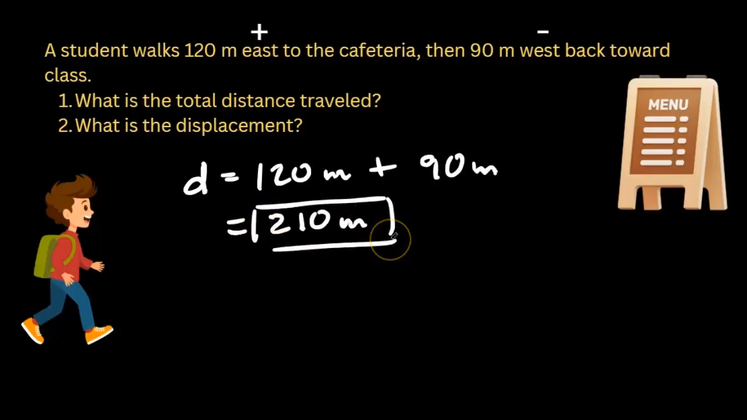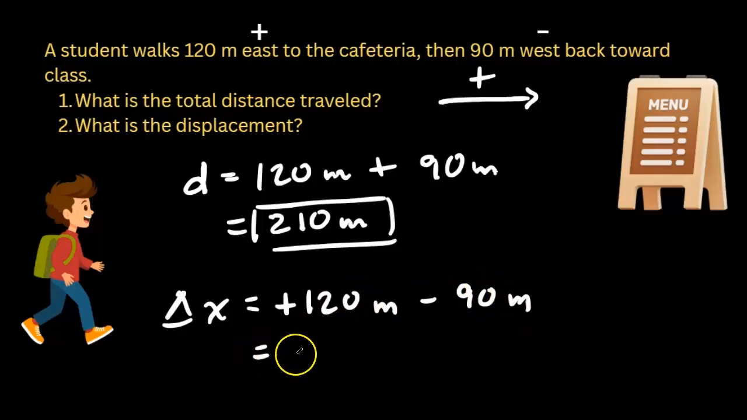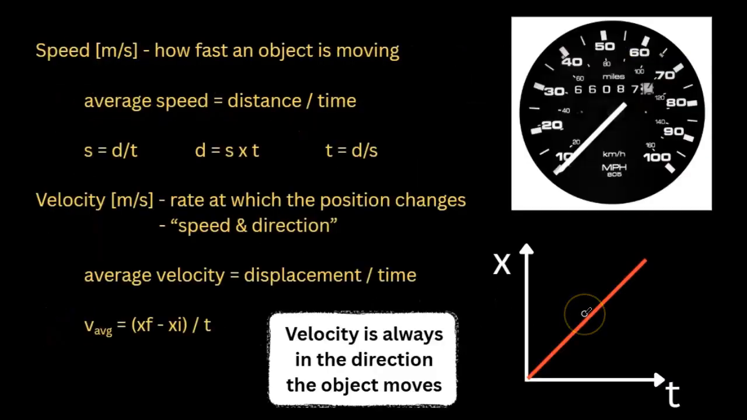To calculate the displacement, we need to take into account the direction. I'm going to define east as positive. So if east is positive, then I'm going to have a positive 120 meters. I'm going to subtract 90 because it's going west, and our displacement is 120 minus 90, which is 30 meters. Now, displacement has a direction because we're going to the east more than to the west, so I would say it's 30 meters east.